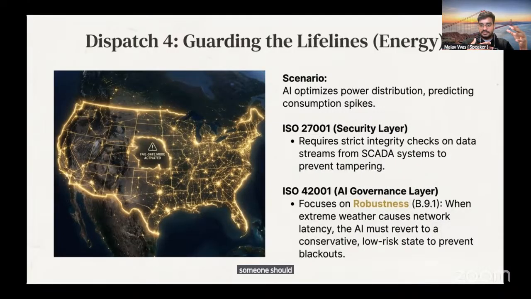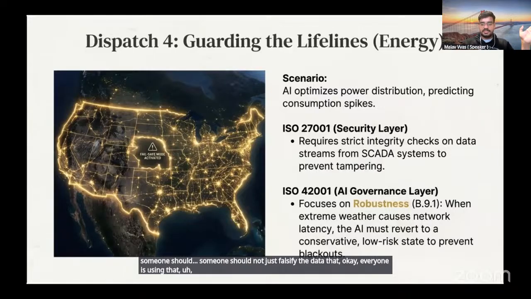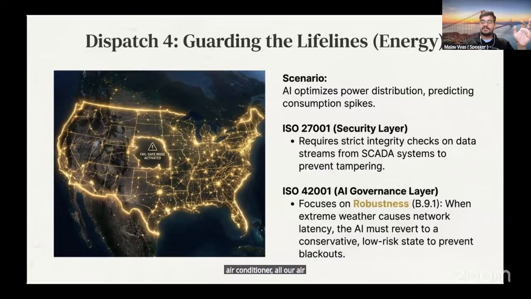Someone should not just falsify the data, saying that everyone is using that air conditioner, all our air conditioners at once. That's false data, and it is protected by the security layer. So we need integrity checks on the CIA. But at the same time, from the 42001, we need robustness, right?